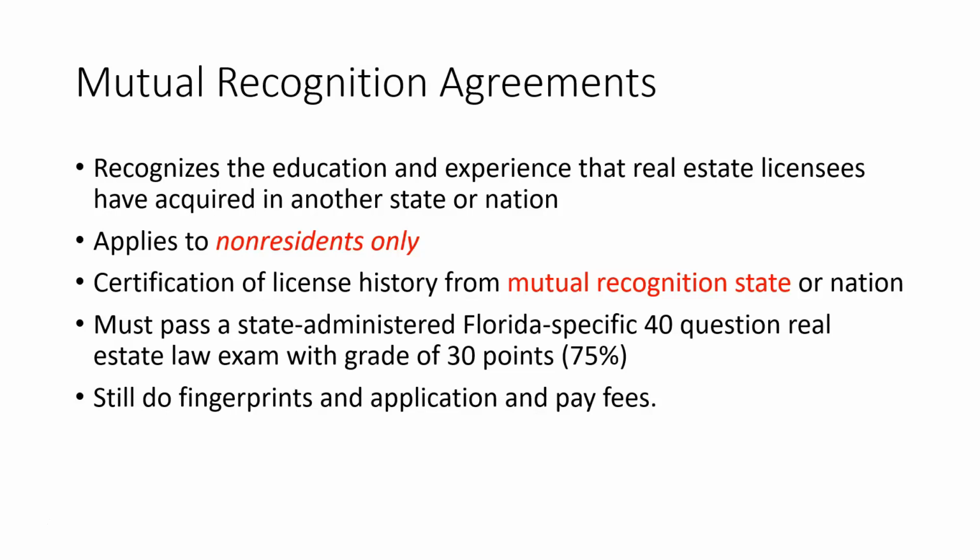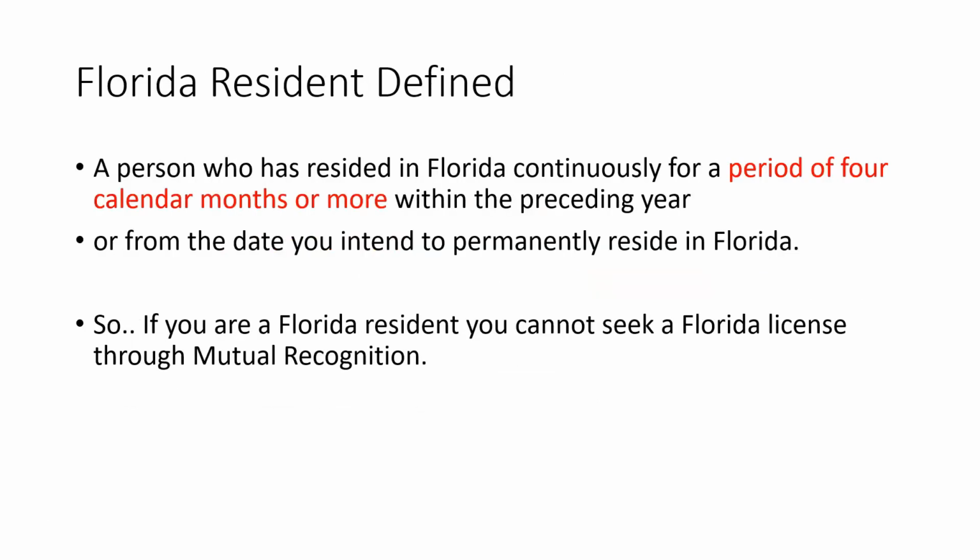You have to pass a 40-question real estate law exam and get 75%, which is 30 correct points. And you still have to do your fingerprints application and pay the fees. To get this, you have to be a non-resident. A person who has resided in Florida continuously for a period of 4 calendar months or more within a preceding year is regarded as a resident, or from the date you intend to permanently reside. So if you are a Florida resident, you cannot seek a Florida license through mutual recognition.